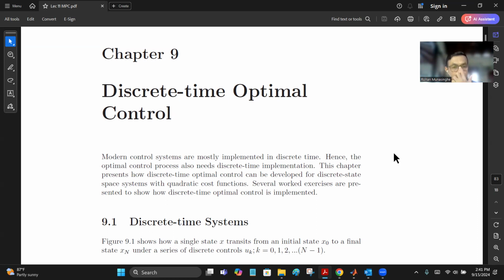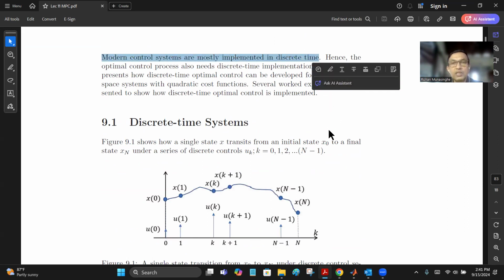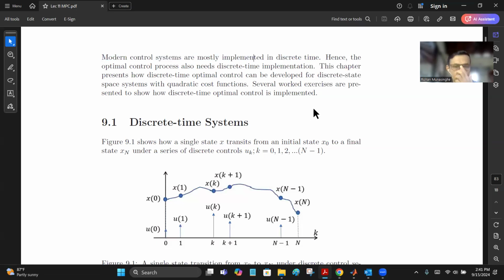That is the discussion today. So why discrete time? You can see here, modern control systems are implemented mostly at the discrete level, digital. So everything has already been transferred to discrete time control practice. Hence the optimal control systems or process also needs discrete time implementation.